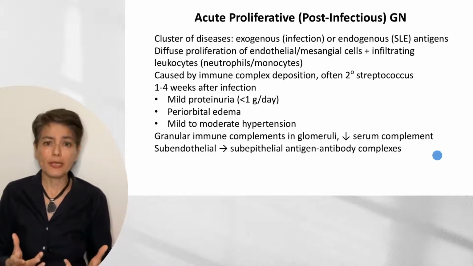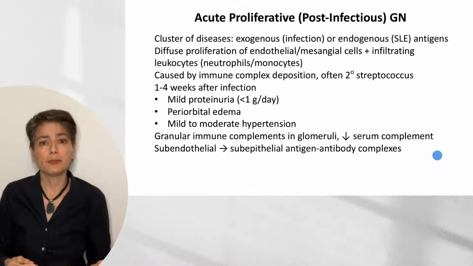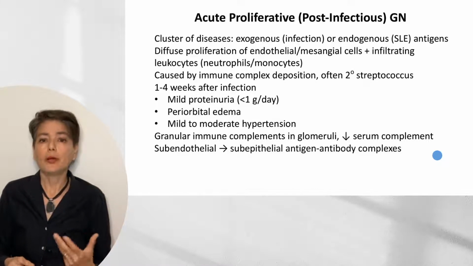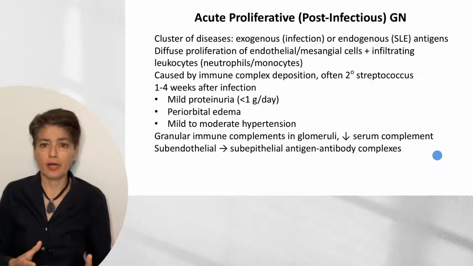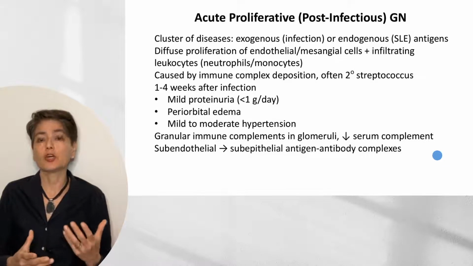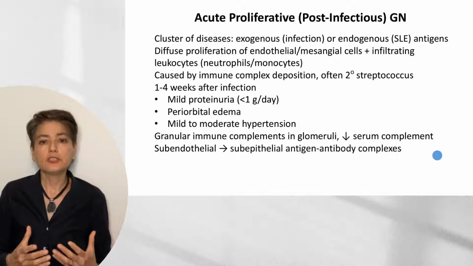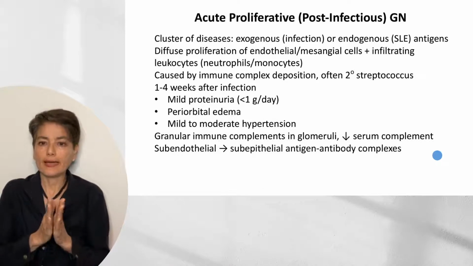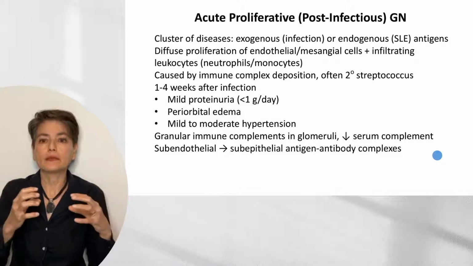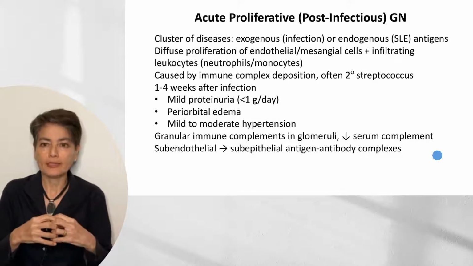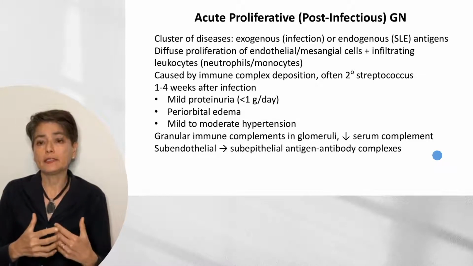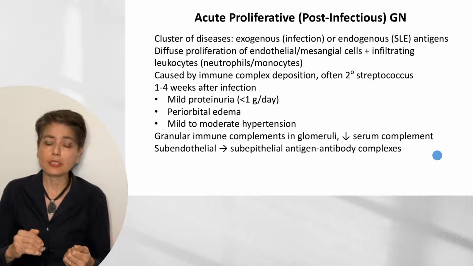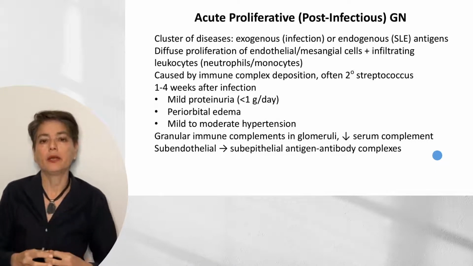So about 1 to 4 weeks after infection, a child will present typically with mild proteinuria, periorbital edema, and mild to moderate hypertension. And they may have that, as I mentioned, cola-colored urine. This is due to granular immune complexes that deposit in the glomeruli. When they deposit in the glomeruli, with the little antibody tail sticking out, we're now going to get complement that's going to be activated. And if you were to do a lab test for serum complement, levels would be decreased because it's being globbed up in your glomeruli.